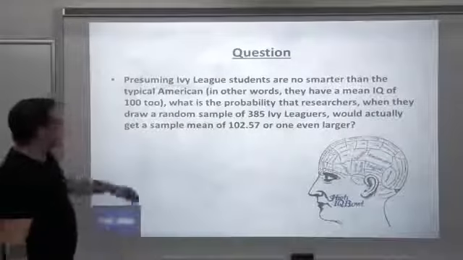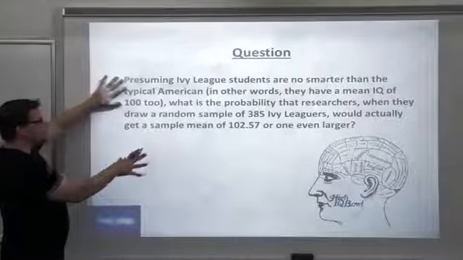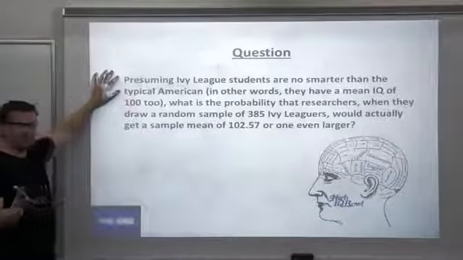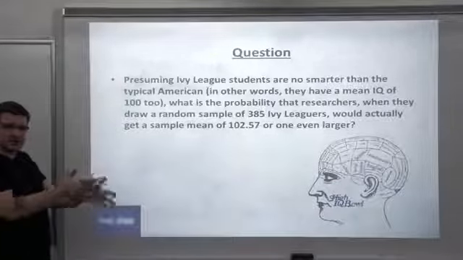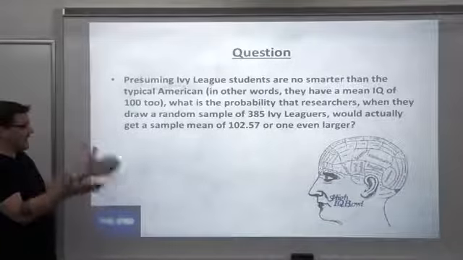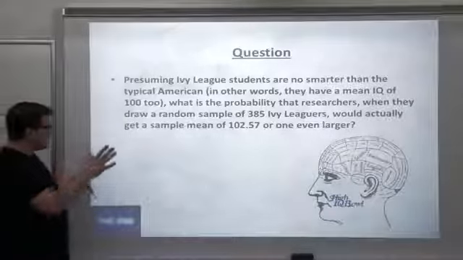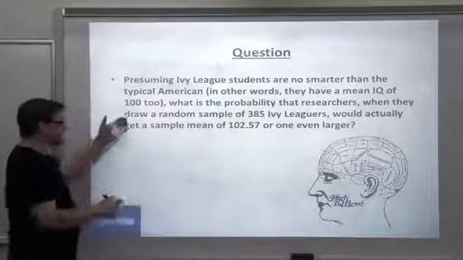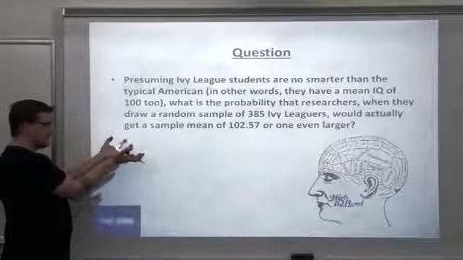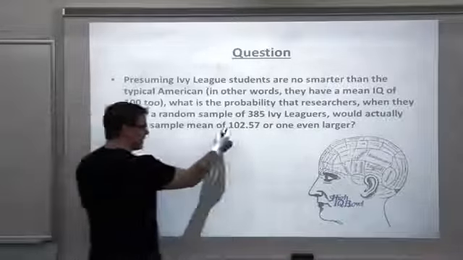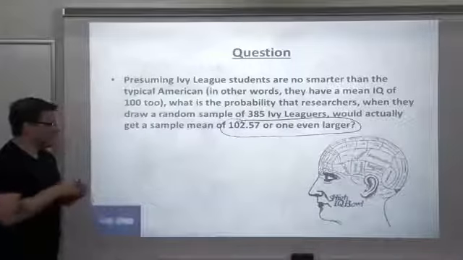Flip the page, last page. Presuming, all right, so let's read this one slowly. Presuming Ivy Leaguers are no smarter than the typical American. In other words, Ivy Leaguers have an IQ of 100 just like the general population has an average IQ of 100, right? Their average is the same as the general pop. What is the probability that researchers, when they draw that random sample of 385 Ivy Leaguers, would actually get that sample mean of 102.57 or one even larger?